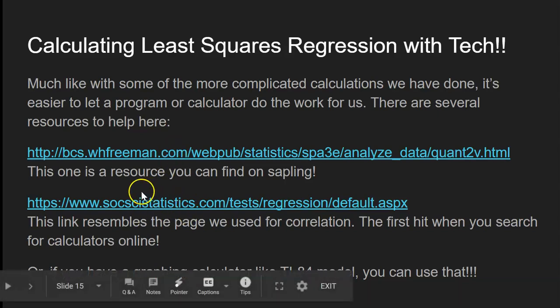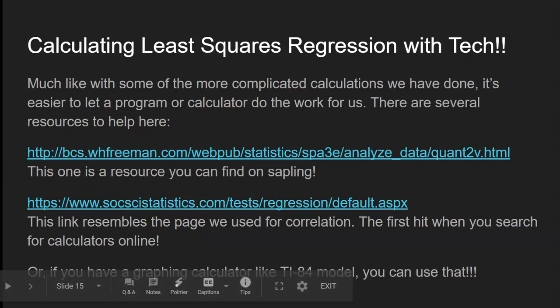Here's that social statistics one that I showcased for the correlation. This is the first hit when you search for calculators online, but it works basically the same. You put in any of your variables, and you determine what's x and what's y. Once you put them all in, it'll actually calculate the whole line for you.